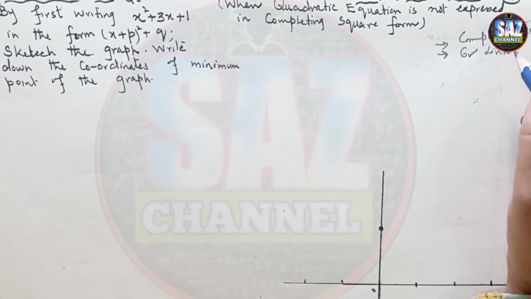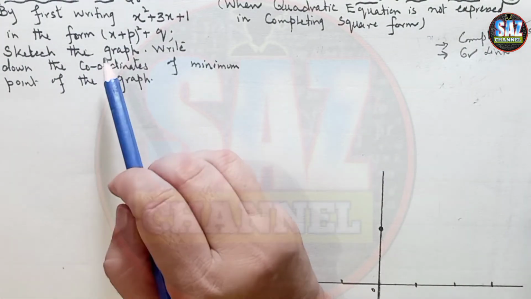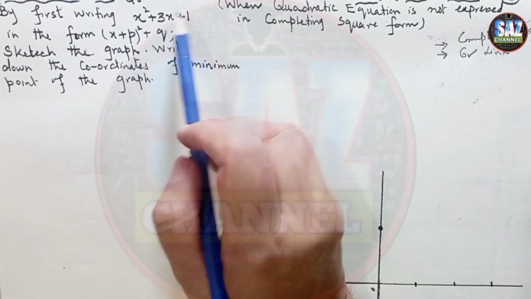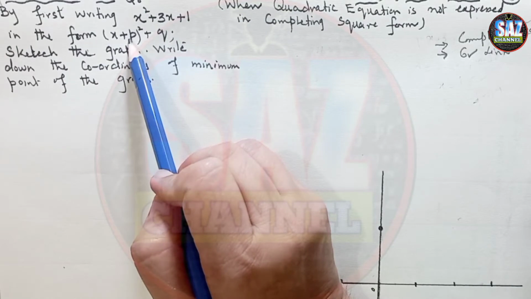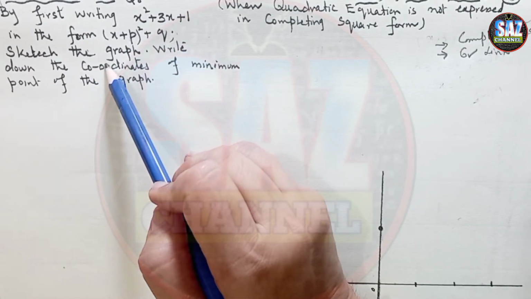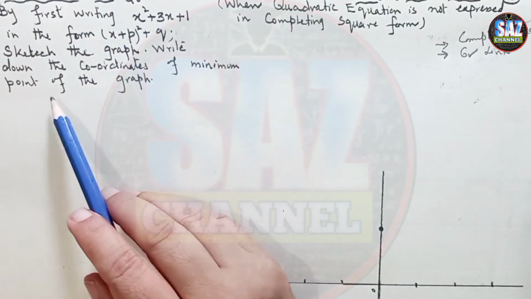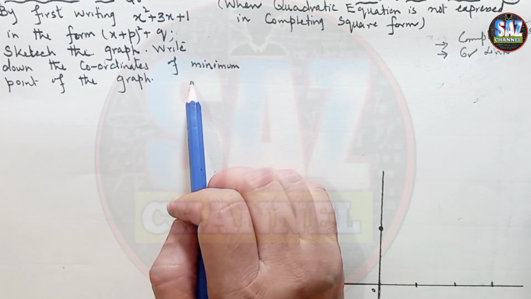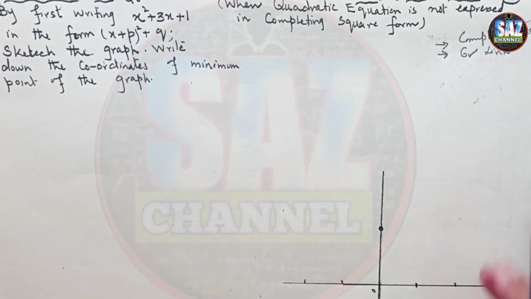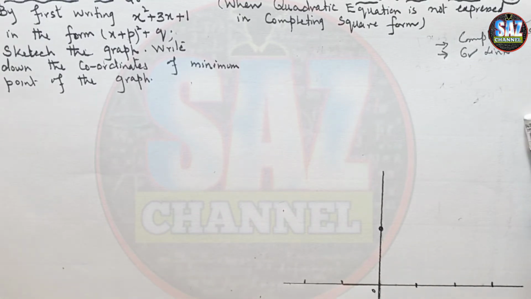So let's move to question number 8, and question 8 says, by first writing x square plus 3x plus 1 in the form (x plus p) whole square plus q, sketch the graph of y equals x square plus 3x plus 1. Write down the coordinates of the minimum point of the graph. Okay, then first let's express the given equation in completing square form.